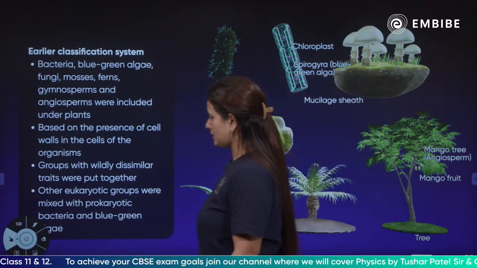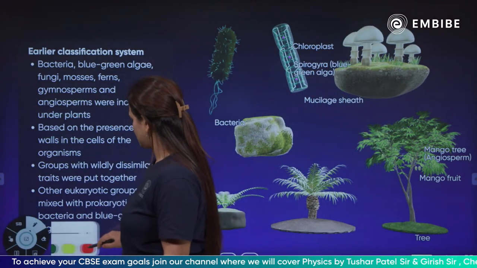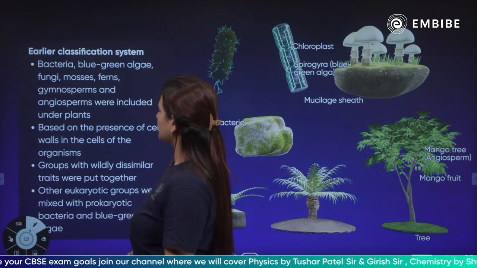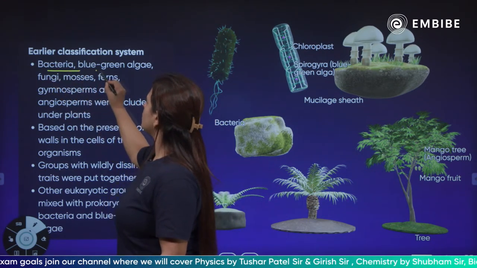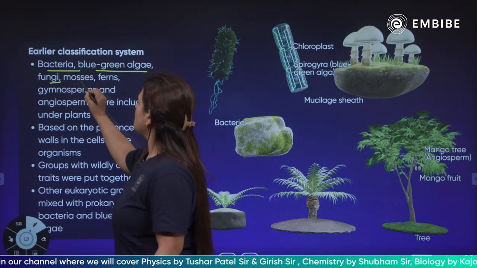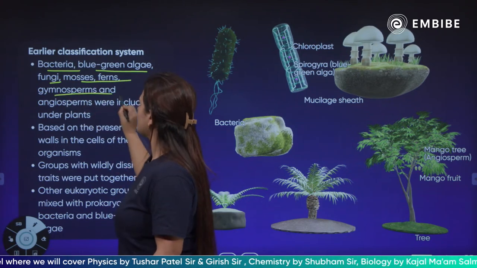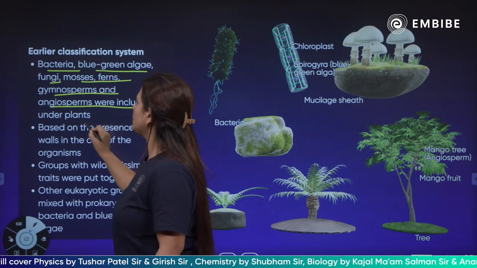So in the earlier classification system, before the five kingdom, bacteria, blue-green algae, fungi, mosses, ferns, gymnosperms and angiosperms were included under plants.